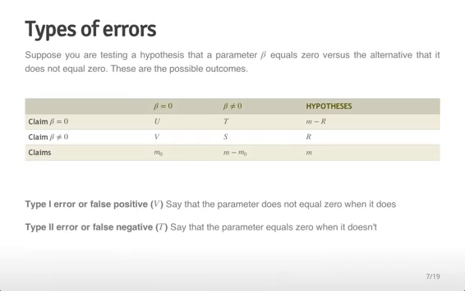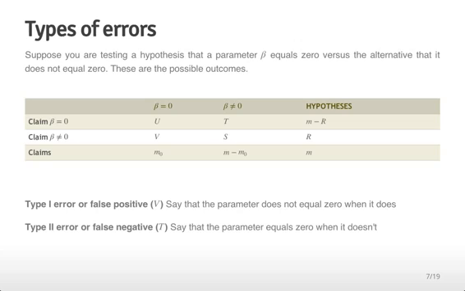I've been referring to p-values and hypothesis testing as sort of interchangeable ideas, but they're not really interchangeable. You can imagine performing a hypothesis test for a parameter beta, where you're trying to determine whether it equals 0 versus the alternative that it does not equal 0. An example of when that might happen is if you're fitting a linear regression model relating one variable to another.